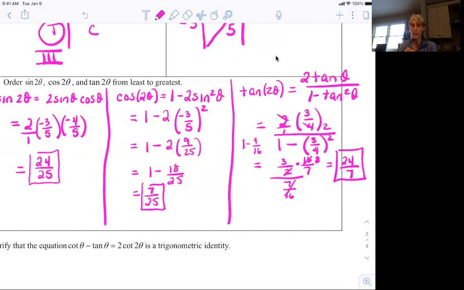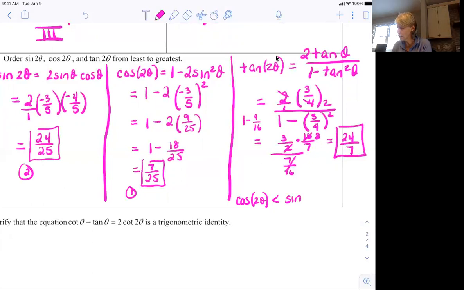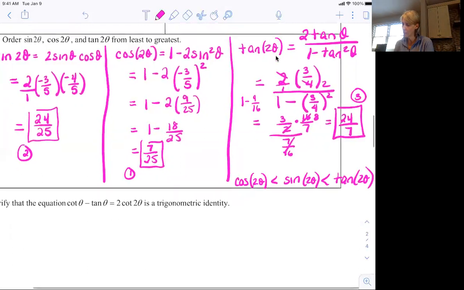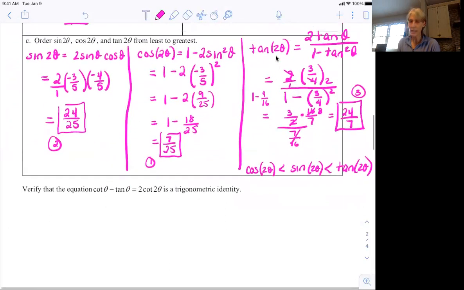So if I'm ordering these from least to greatest, my lowest value is cosine of 2 theta, which is less than the next guy, sine of 2 theta. And 24 over 7 is my biggest guy, tan of 2 theta. And again, I don't know if I'd ever make you order them, but I'm just showing you different things that we could ask you.